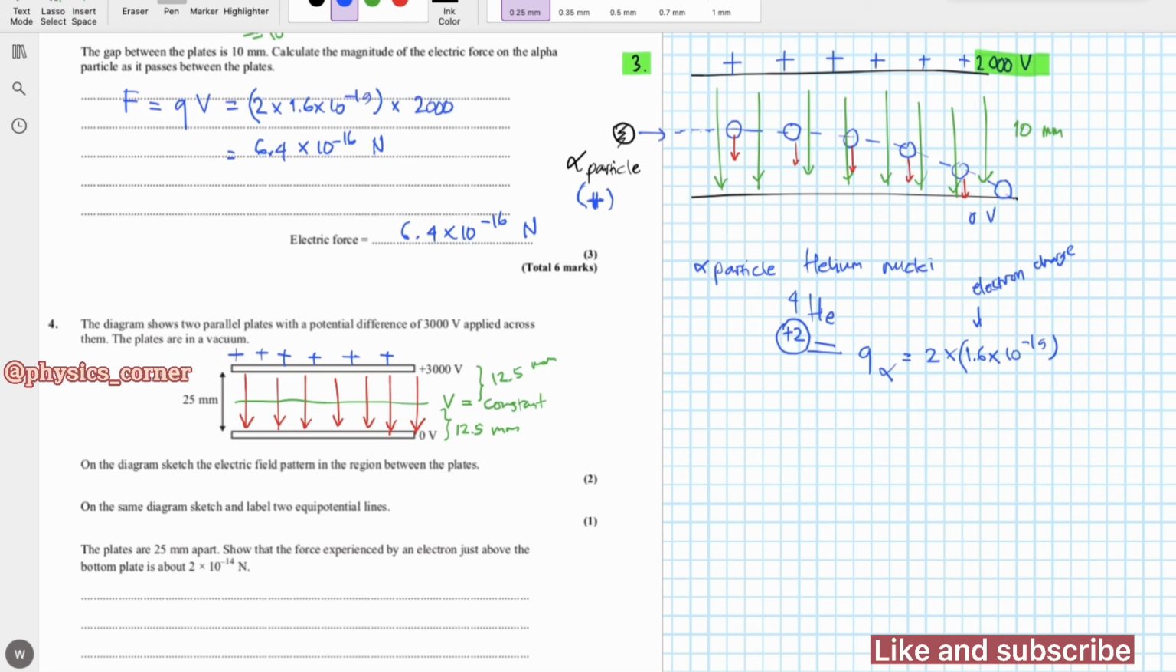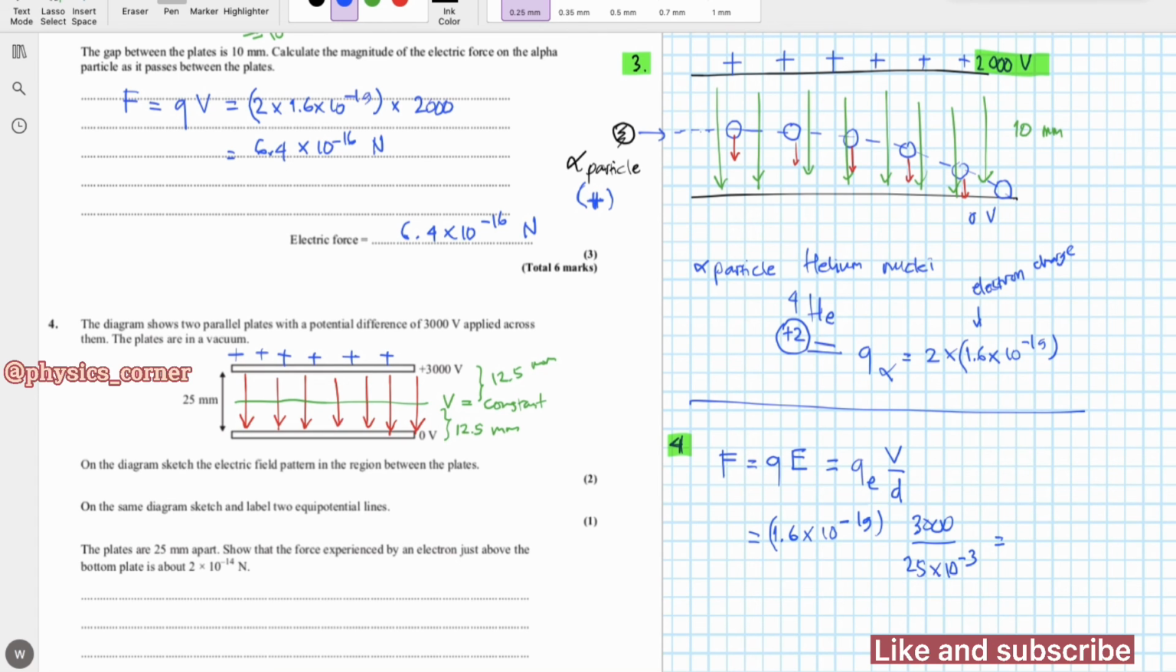Then, the plates are 25 millimeter apart, so the force experienced by the electron just above the bottom plate is about 2.40 newton. Let me check here. This is number 4, on the question below. Force is QE, with Q the electron charge, and E is V over D. So Q electron is 1.6 times 10 to the power minus 19, V is 3000 volt and D is 25 millimeter, which is times 10 to the power minus 3.